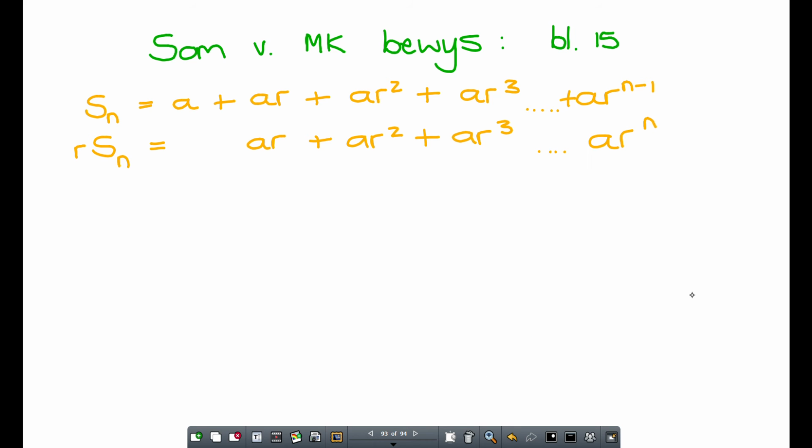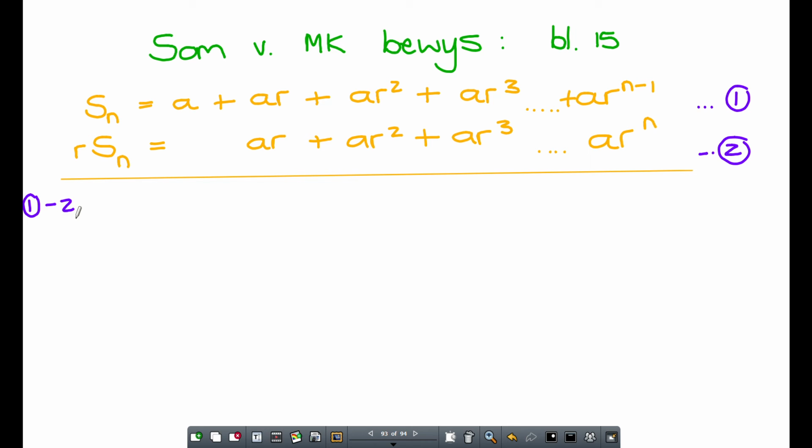Now same as what we had previously. I'm now going to say, I'm going to take, let's make this equation 1, and that one equation 2. And then I'm going to say, take equation 1 minus equation 2.